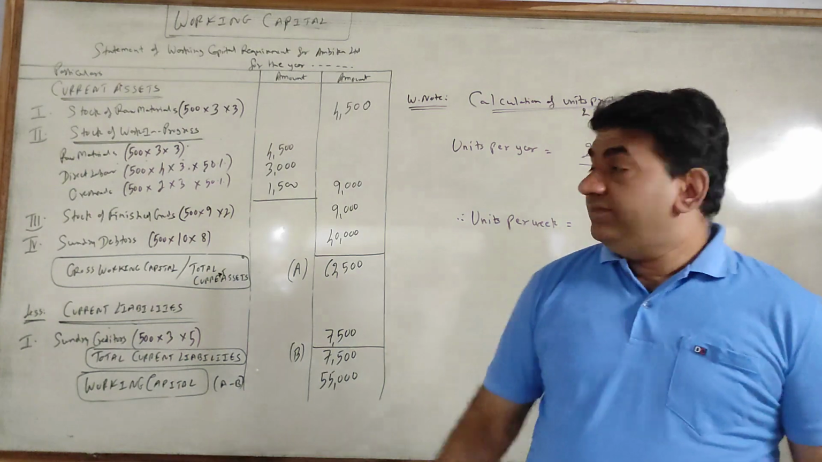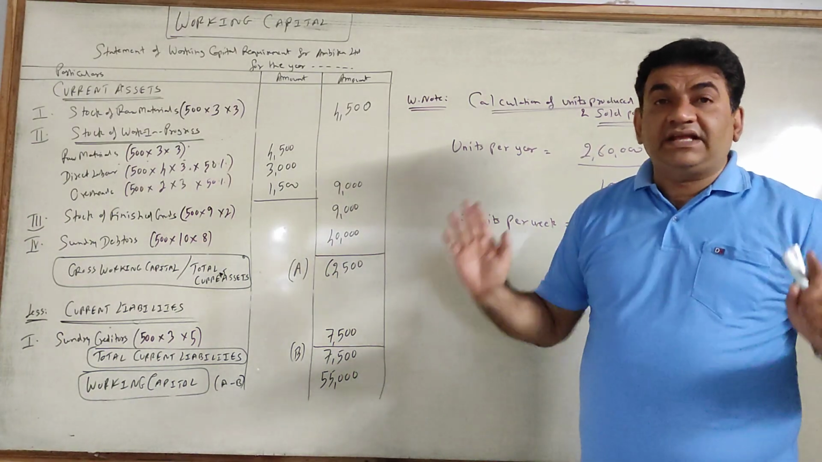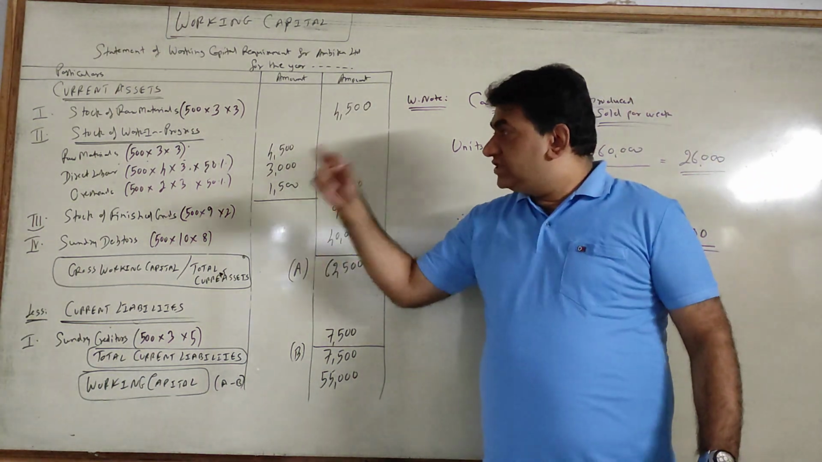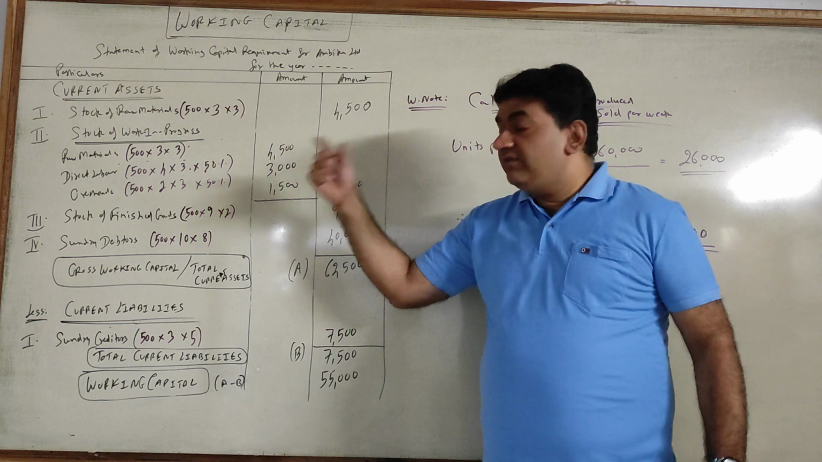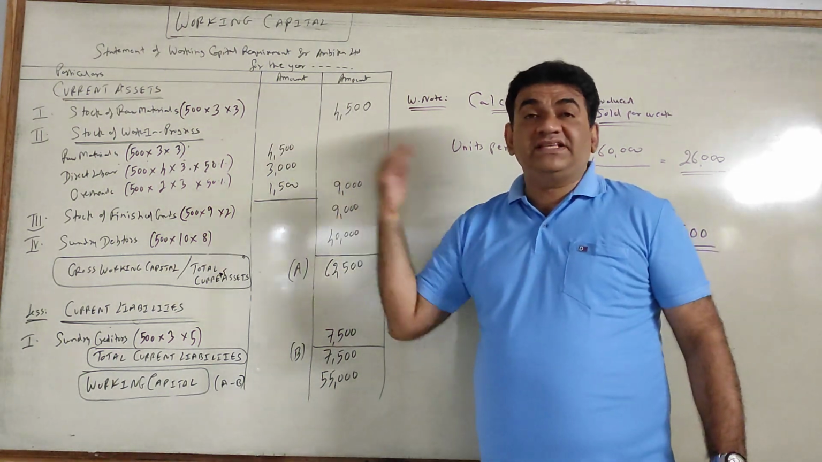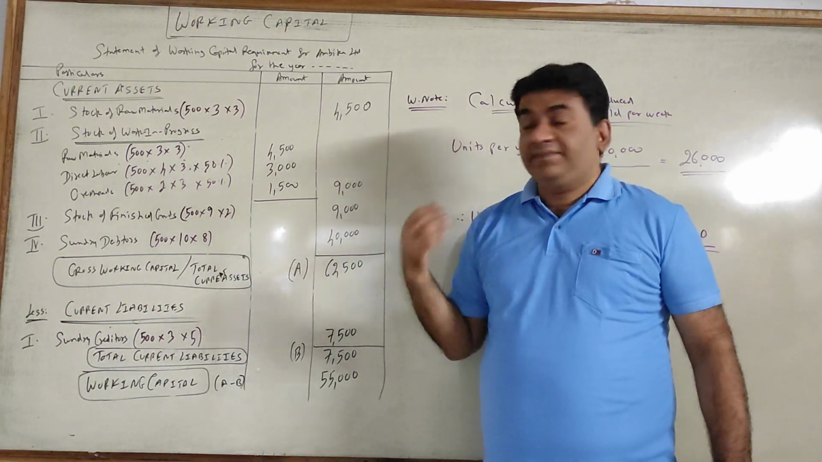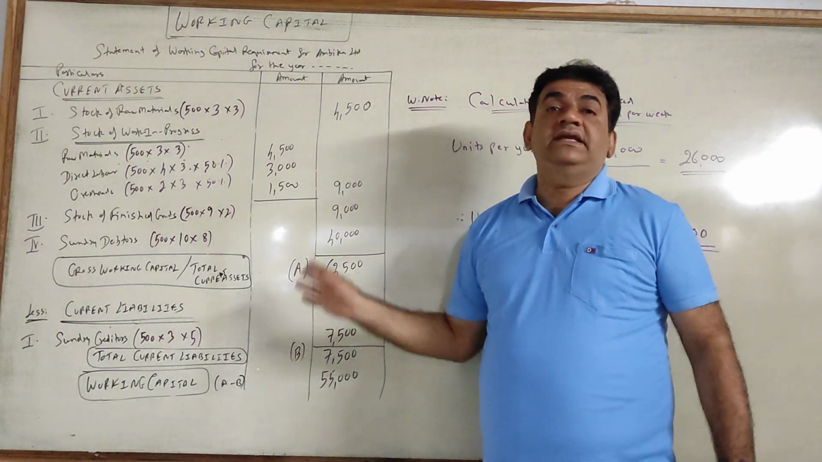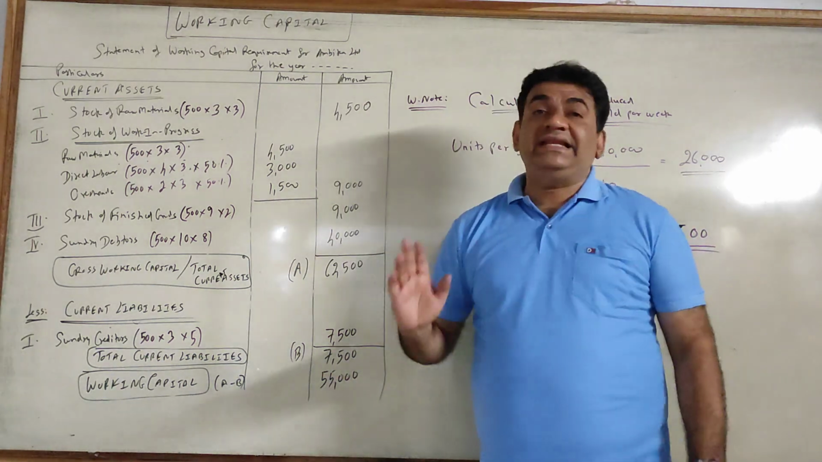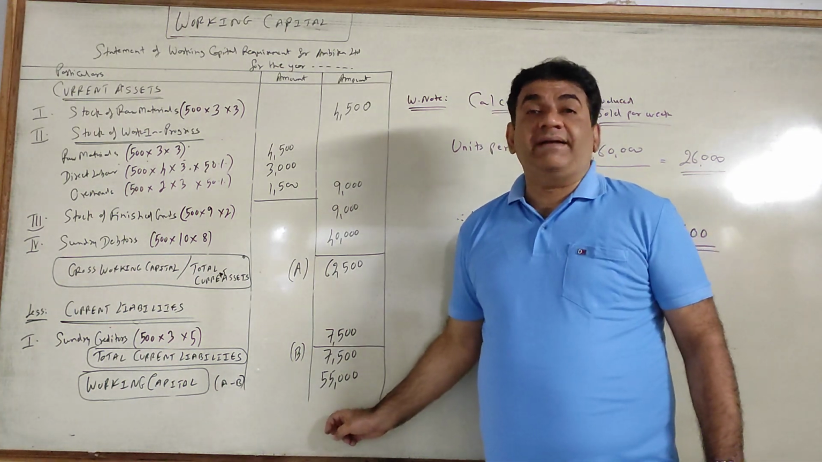And why is it short term? Because the amounts will keep on changing, but ultimately 55,000 will be blocked. Material will keep on moving. Finished goods will keep on moving. WIP will keep on moving. Debtors say I will sell, the money will come. Creditors say I'll buy, I'll pay. So it keeps on fluctuating, but at any given point of time, the money is blocked. So 55,000 is my working capital.